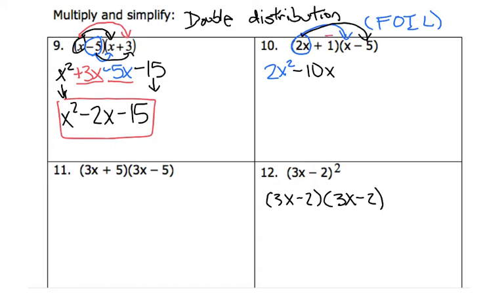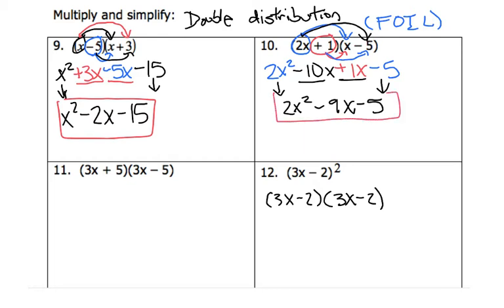Now we go with our inners. 1 times x is positive 1x. And finally, L for last. 1 times negative 5 is negative 5. Notice two values on the inside here can be combined. So I'm going to make sure I bring down the 2x squared. Negative 10x plus 1x results in negative 9x. And then also make sure I bring down that minus 5. And that would be our answer.